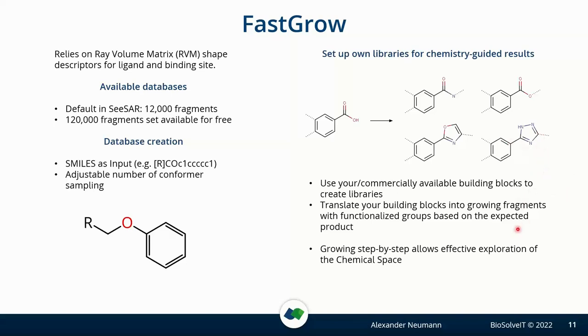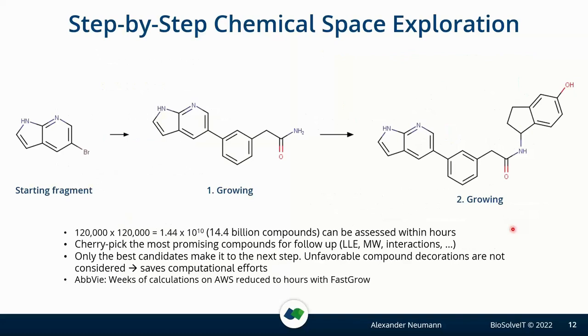The next thing I would like to talk about is actually the chemical space exploration ability of FASCO. So let's assume you would have a small fragment binder, like on the left here. I would like to grow this into something bigger. So let's assume we would work with the 120,000 library and use this one as an attachment point. In the first growing, we would attach this part of the molecule, and let's assume this one is the best candidate.